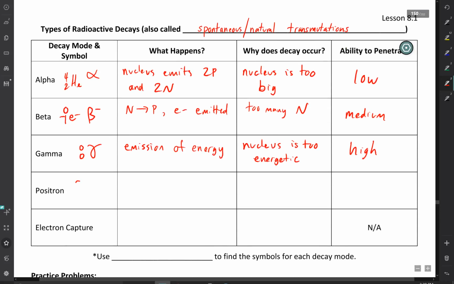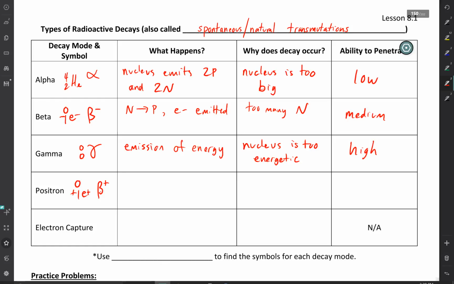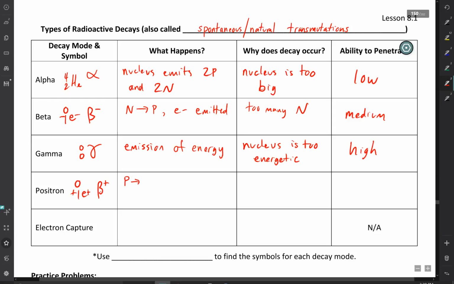All right, positron. It is kind of the opposite of a beta particle. Positrons are actually antimatter. You've got a beta particle, which is essentially an electron, so no mass and a charge of -1. A positron is the opposite. It has no mass as well, but it's got a charge of +1. Positron decay is the opposite of beta decay. In this case, we're going to have a proton turn into a neutron, and a positive charge is emitted.